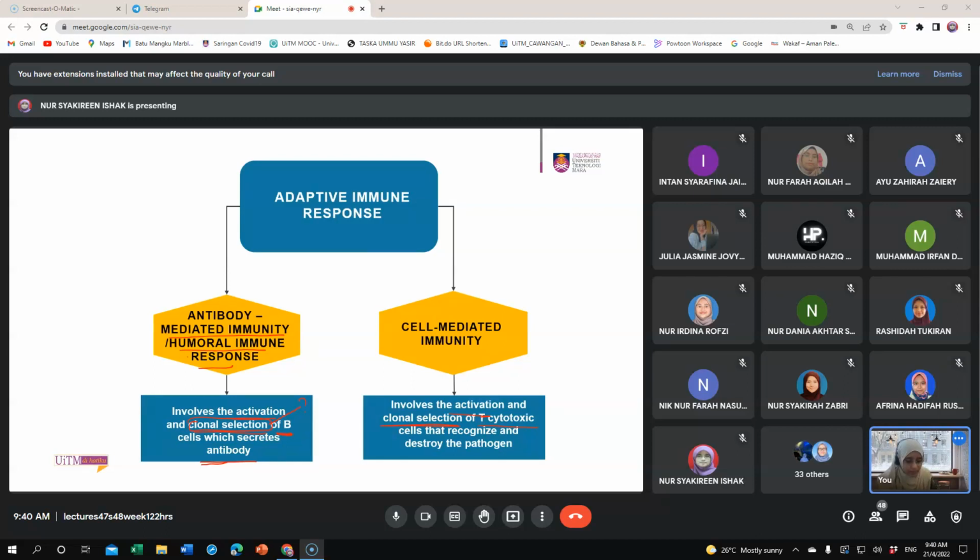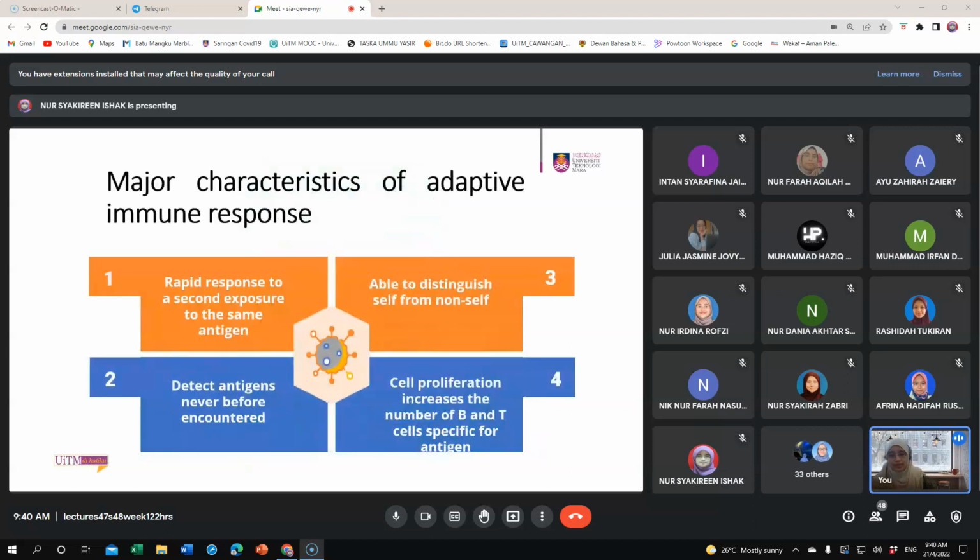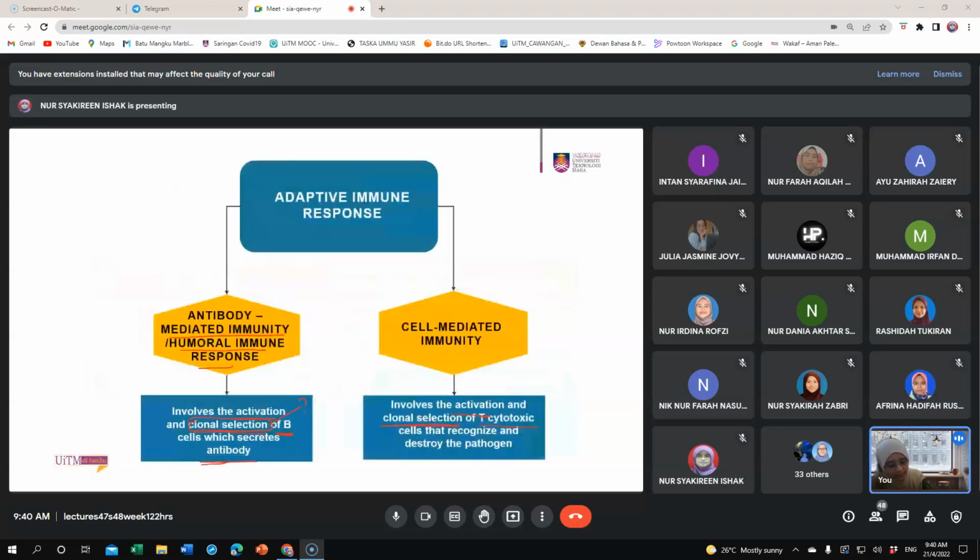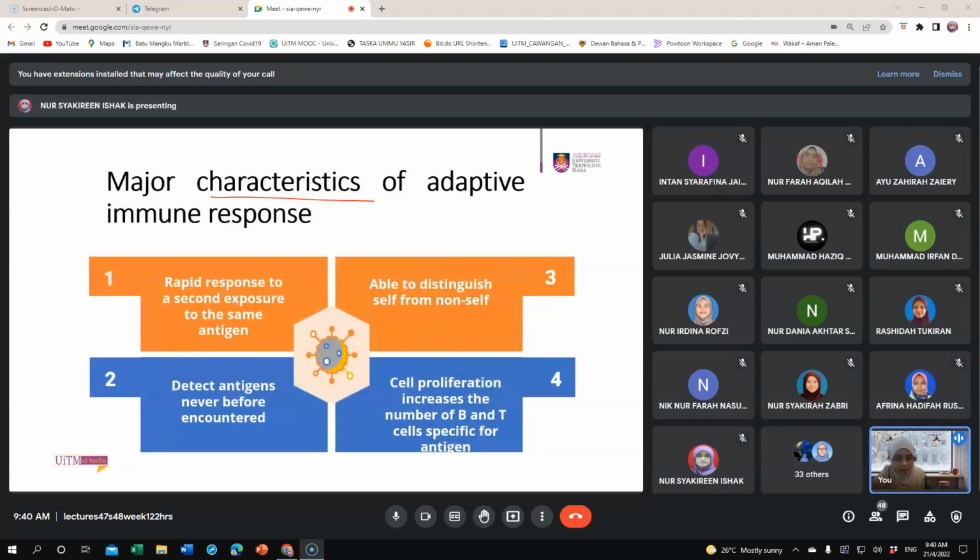Okay. Okay, so major characteristics of adaptive immune response. Okay, so characteristics of third line defense. So this one you have to know. Okay, what are the characteristics of adaptive immune response? Okay, first tengok rapid response to a second exposure of the same antigen. Okay, rapid response kalau awak kena infection of the same virus for the second and subsequent time. Okay, tapi kalau respon dia lambat, slower for the first infection. When your body is infected by a certain virus for the first time, the response is slower. But when you are infected by the same virus again in the future, so the response is rapid.